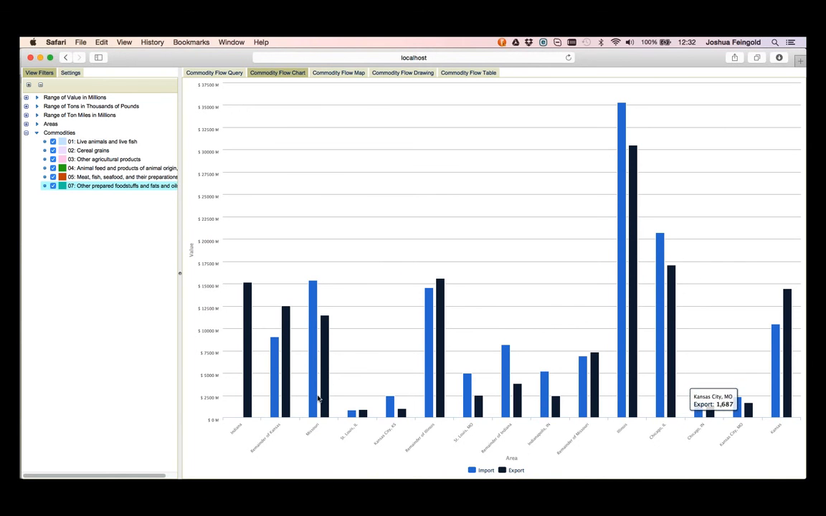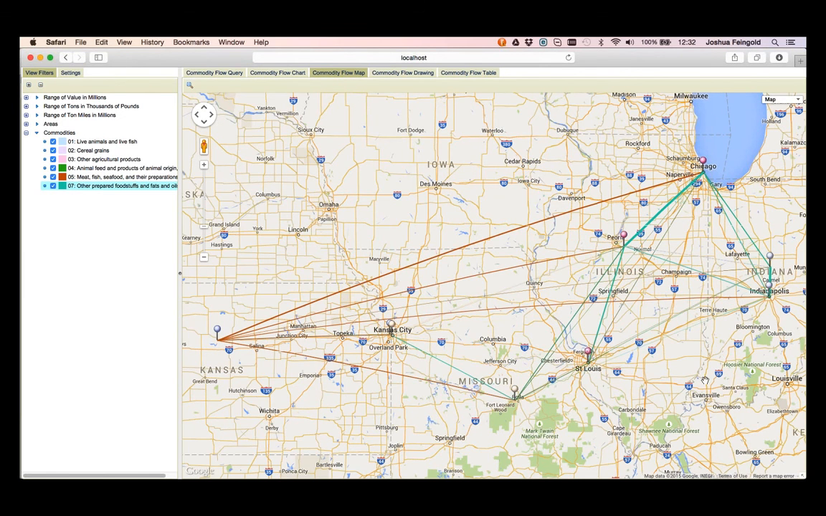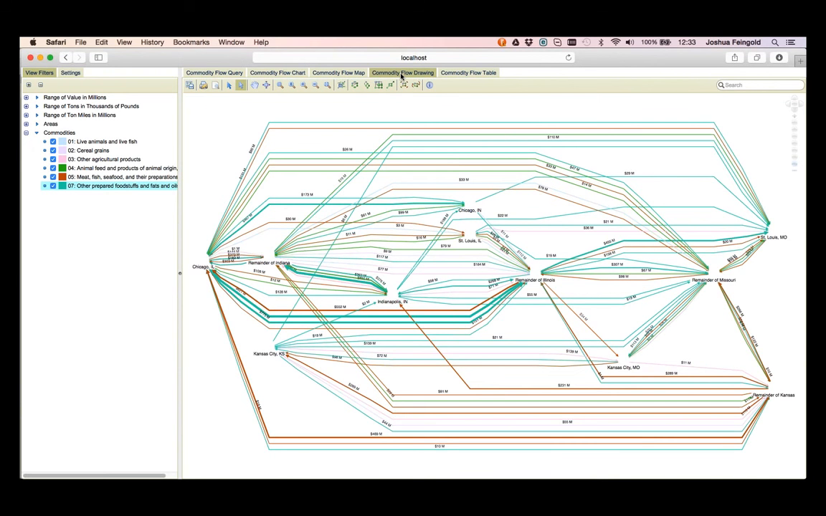Okay, so we've got the imports and exports for Illinois. We can look at them for Chicago. We can look at Kansas City, Missouri. We can look at St. Louis, and we can look at a map. So not only can we get them in a chart view, we can get them in a geographical map where we can see, oh, this is how each of these types of commodities is moving around the area, right? So we've got Kansas City, Missouri. We've got Kansas City, Kansas.